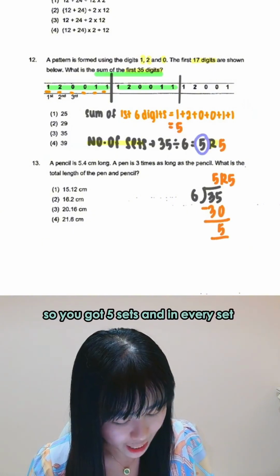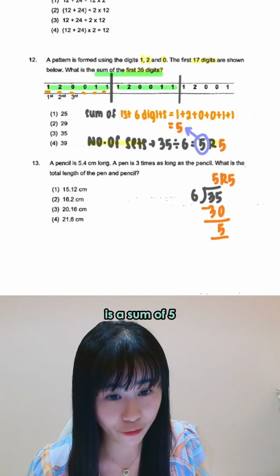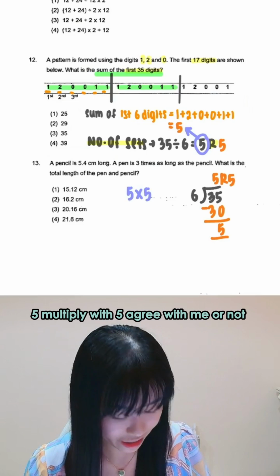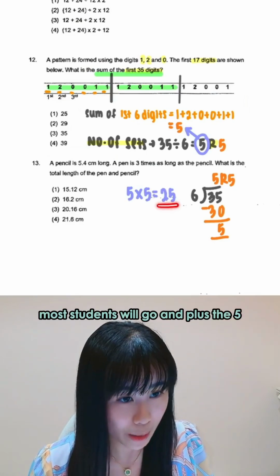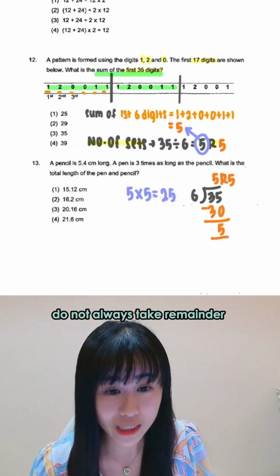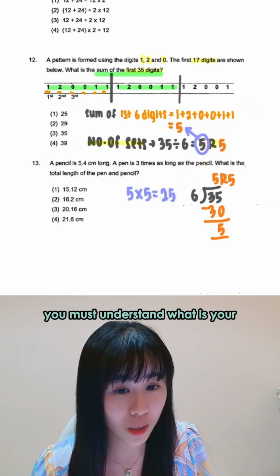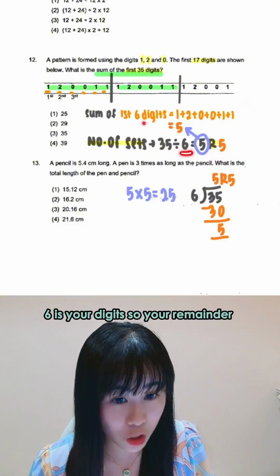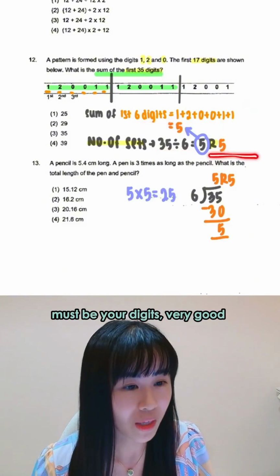So you got 5 sets, and every set has a sum of 5. 5 multiplied by 5, agree with me or not? Is 25 first. Here, most students will go and plus the 5, then they will think it's 30. Do not always take the remainder and plus it together. You must understand what your remainder is here. 35 is your digits. 6 is your digits. So your remainder must be digits.